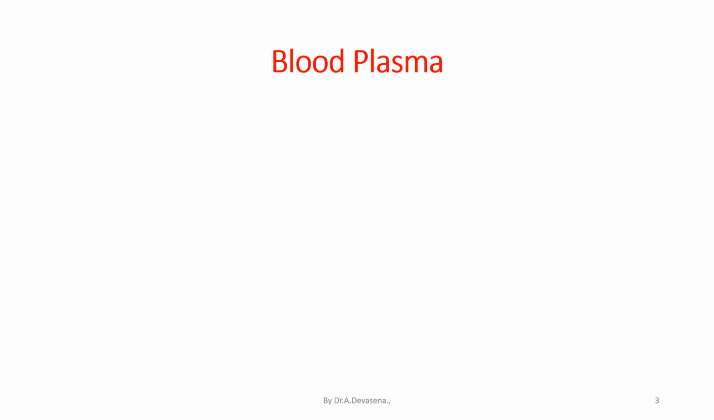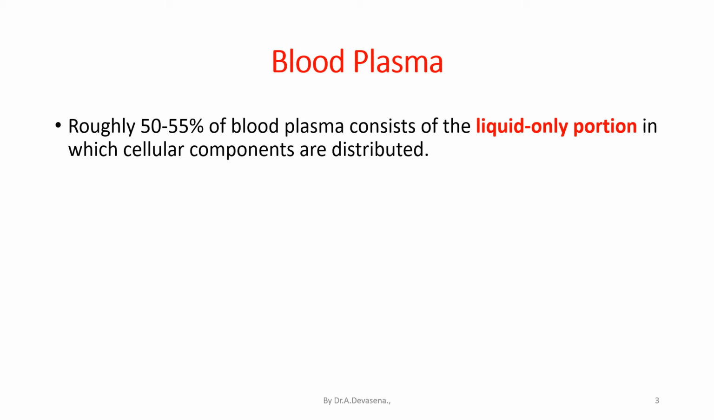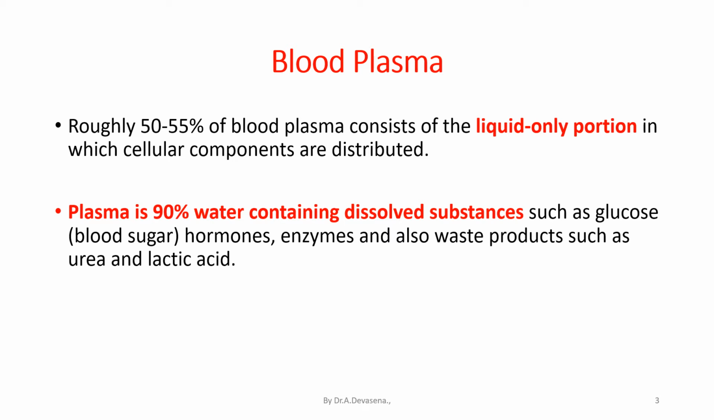Now we see about blood plasma. Roughly 50 to 55% of the blood consists of the liquid-only portion in which cellular components are distributed. Plasma is 90% water containing dissolved substances such as glucose, that is blood sugar, hormones, enzymes, and also waste products such as urea and lactic acid.